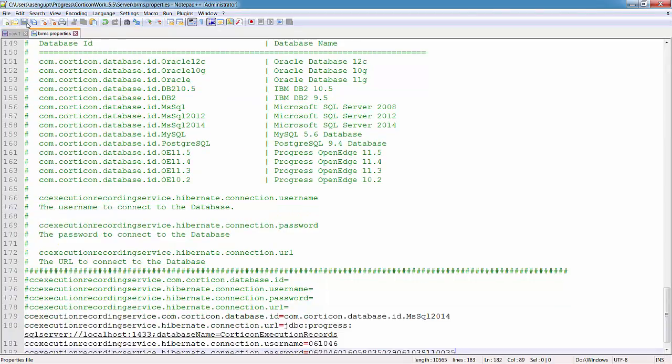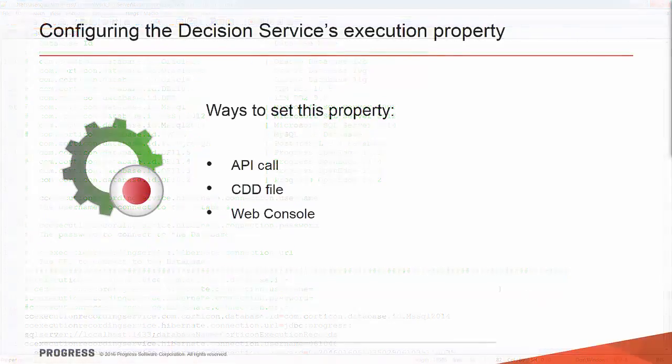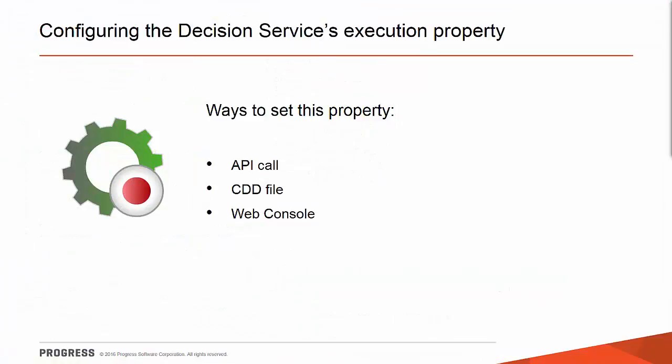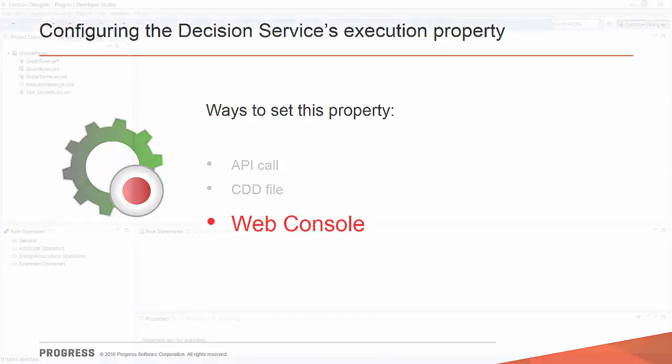Corticon Server's execution recording service is enabled. Now we come to our final step, configuring the decision services properties to enable recording. There are a number of ways to set this property. In this video, we'll configure the property while adding the decision service to a web console application.